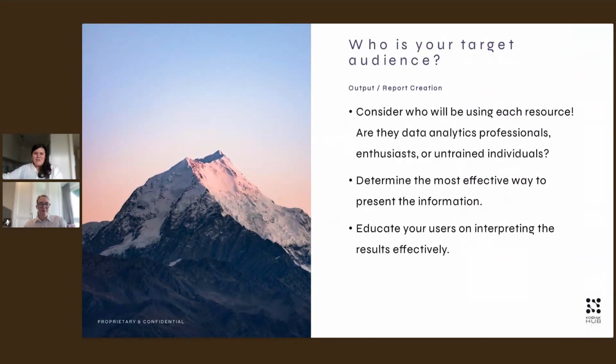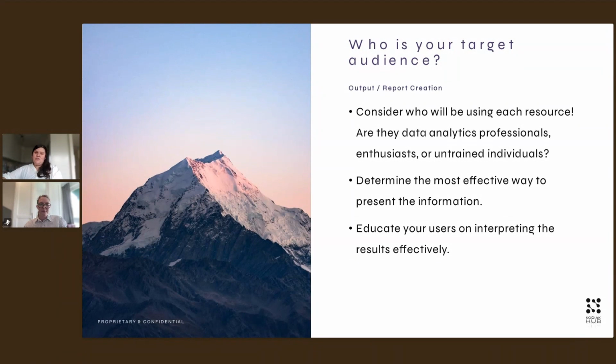So we have said it before, but we will say it again because this is extremely important. Think about your target audience. Who is going to read those resources? Who is going to use those charts? Are they professionals? Are they enthusiasts? Or do they not know how to interpret data? Then also think about the most effective way to present that information. Even if you have a seasoned data analyst with all of the tools that you have, you might not want to make a very complicated chart to communicate information. Think about the most effective way to move forward.